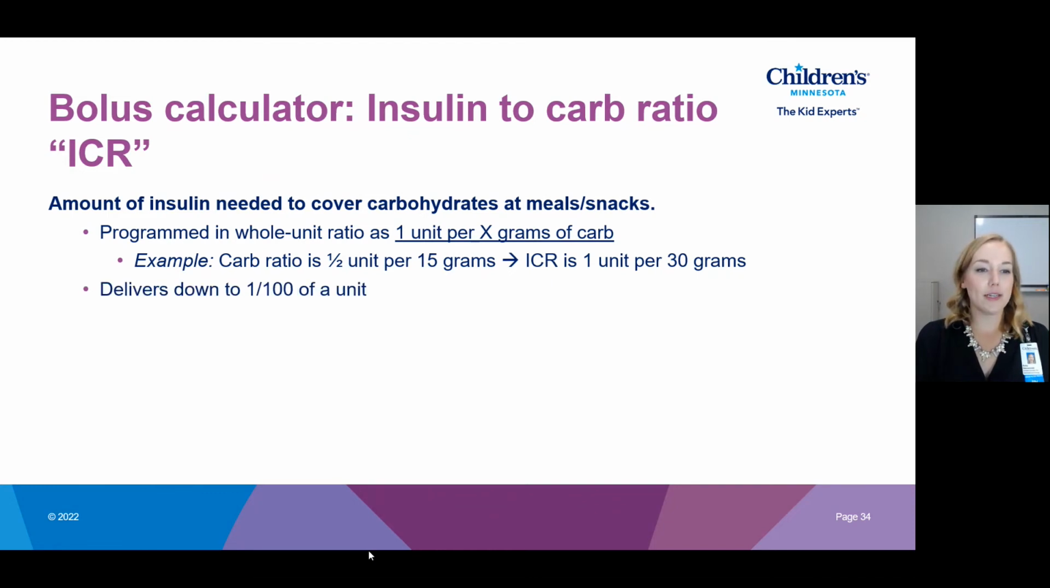And as I had said before, it does deliver down to 1/100th of a unit on most of the pumps. And so when you are converting from your half unit to your whole unit, it can feel scary making such a big seemingly change, but it's not a change. Just know that even though the ratio looks different, you're still calculating down to a precise number. You can also program different carb ratios throughout the day. You are probably already familiar with this if you are delving into pump therapy. Many people have different carb ratios for different time of day. And so instead of keeping this in your head, the pump can keep track of that.